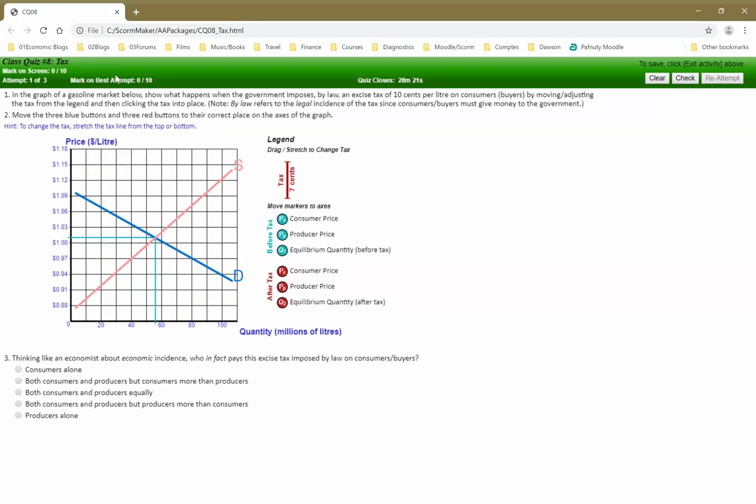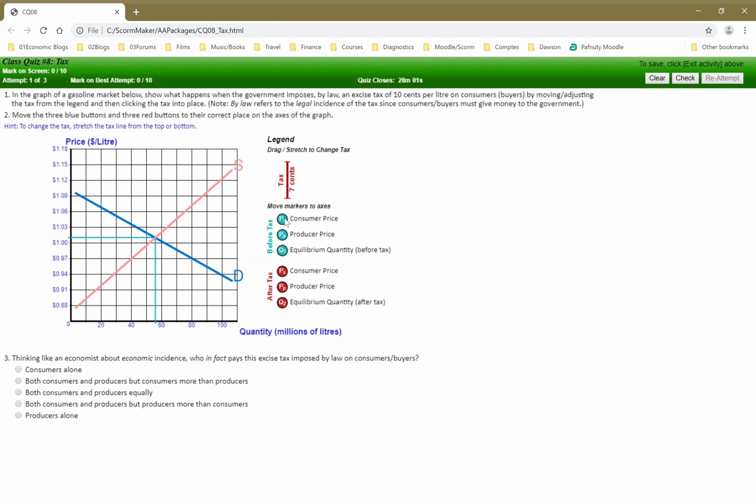We've got class quiz number 8 in front of us now, and we're going to impose an excise tax of 10 cents per liter on consumers, and we're going to have to move this tax line over onto the graph. But the first step is, you'll notice this is the situation before the tax.